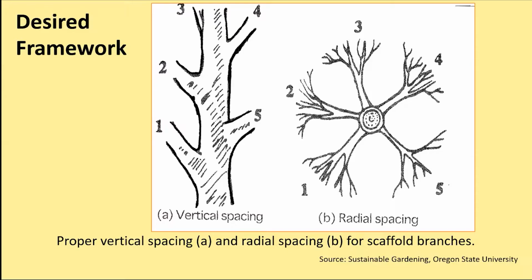Now, both of these elements are important. The 360-degree coverage around the trunk, as well as the vertical distance, together minimize the competition and ensure a stronger framework to support a long-living plant.